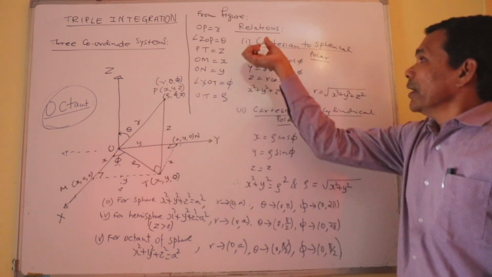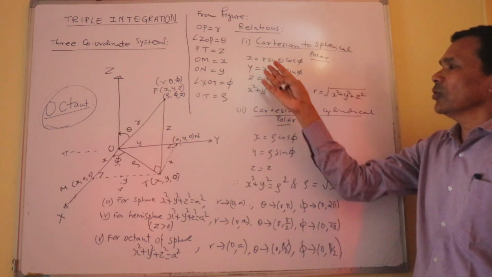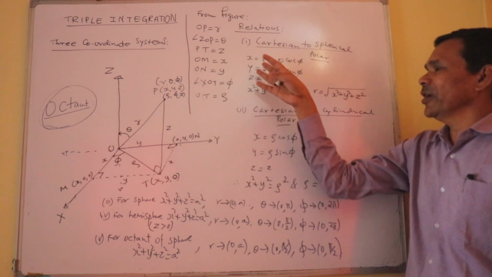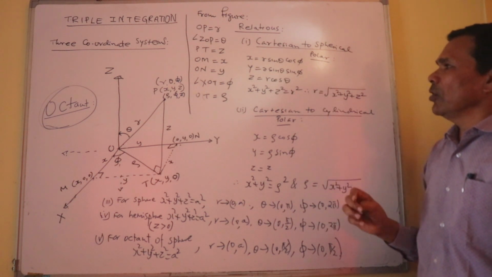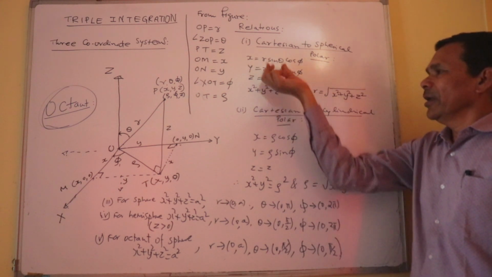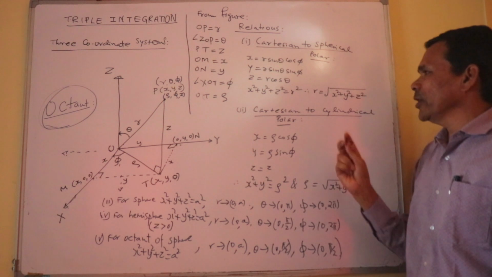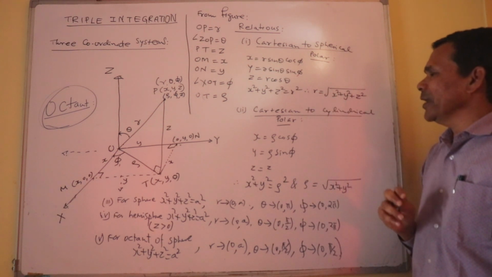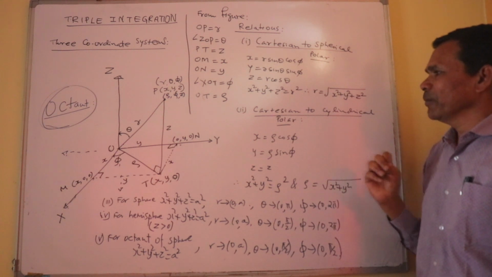Now, the relation between Cartesian and spherical polar coordinates. This can be obtained from this figure. x is equal to r sin theta cos phi, y is equal to r sin theta sin phi, z is equal to r cos theta. If you square and add, you get x square plus y square plus z square is equal to r square. Therefore, r is equal to the root of x square plus y square plus z square.